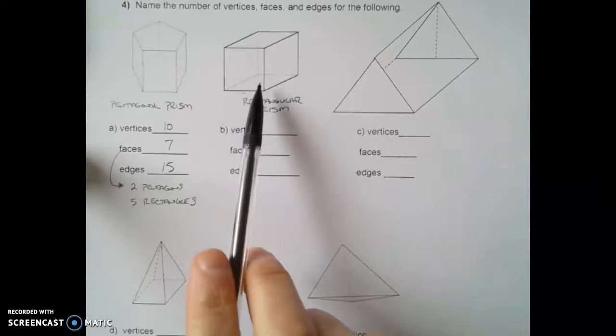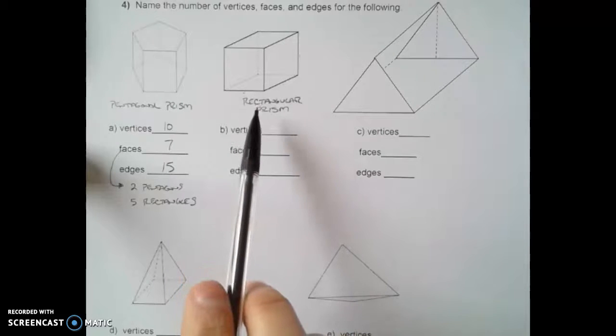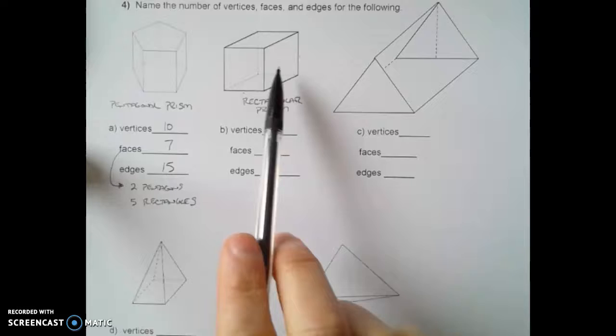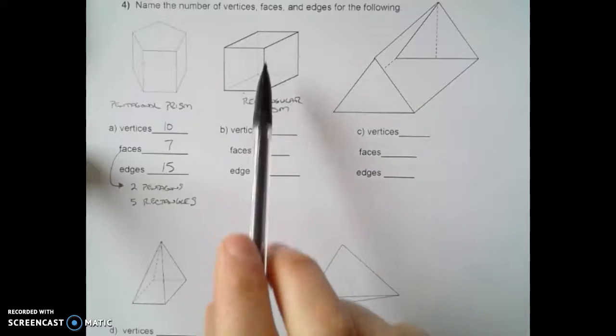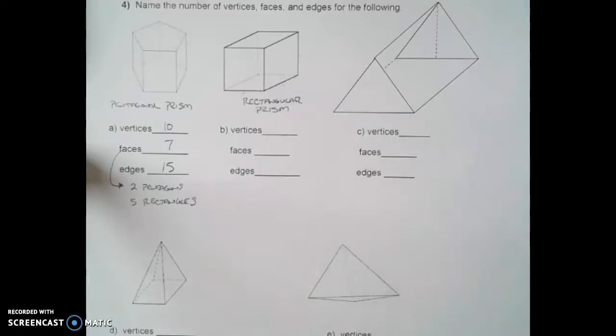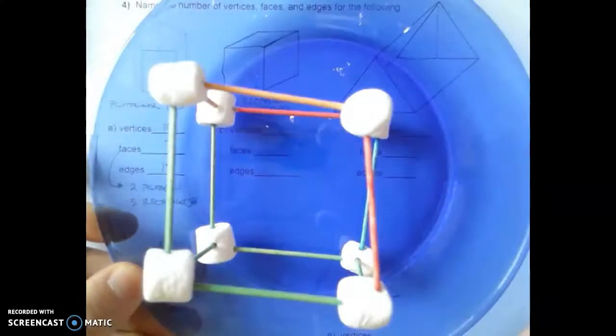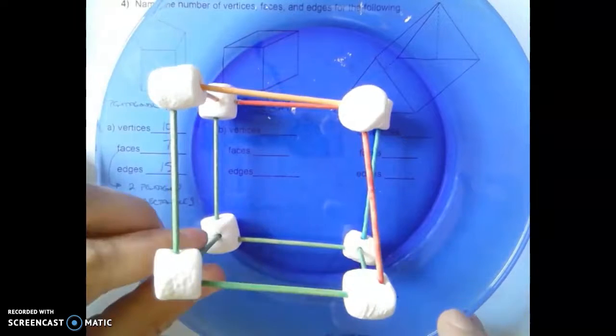Our next solid here in letter B is called a rectangular prism. Again, it's a prism because the sides are rectangles, and the top and bottom are also rectangles, so that's going to be called a rectangular prism. And again, I made one out of the toothpicks and marshmallows, as you can see here.